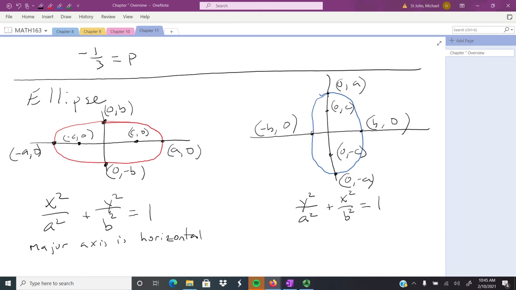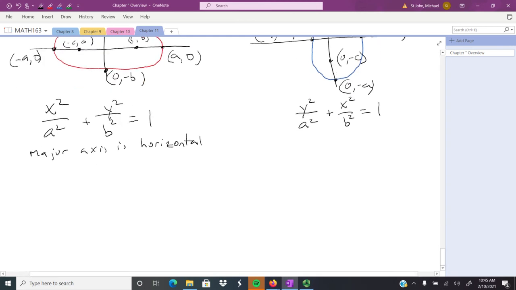Now, the other thing here that goes along with this is this equation, and this is true for both: a squared is equal to b squared plus c squared, or c squared is equal to a squared minus b squared.